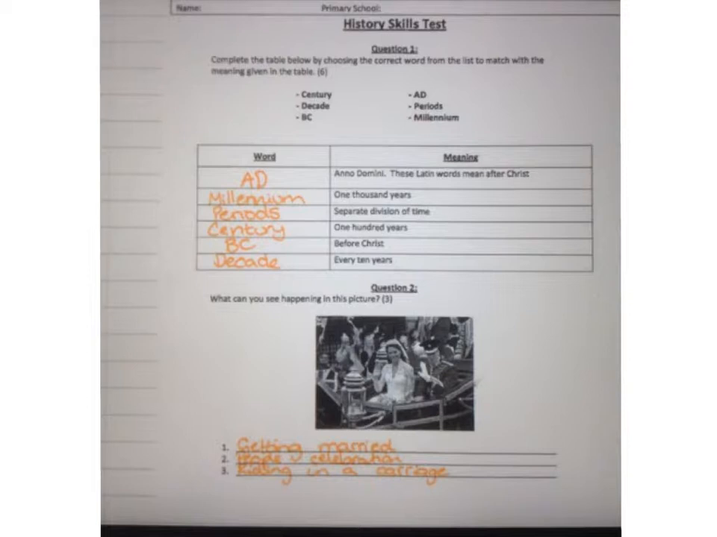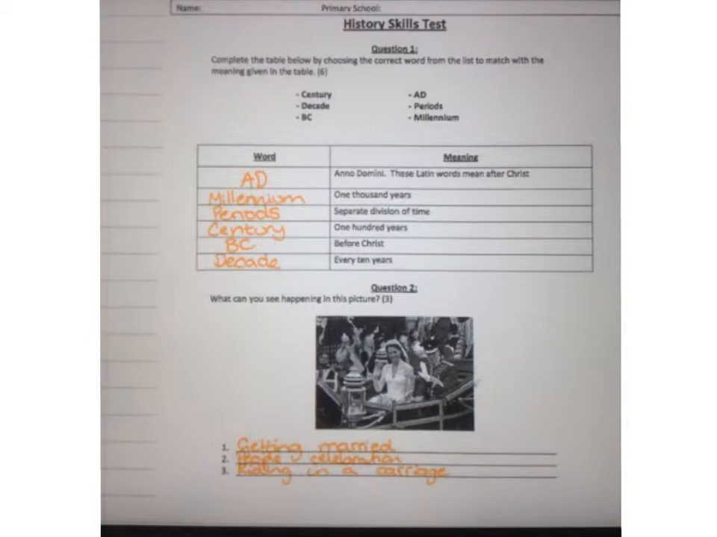Separate divisions of time in history are known as periods. 100 years is known as a century. Before Christ is abbreviated to BC, and every 10 years is referred to as a decade. Please make sure that you have corrected any mistakes that are on the work that you are marking.